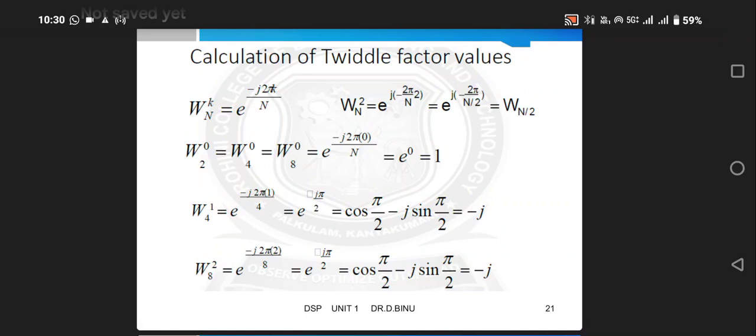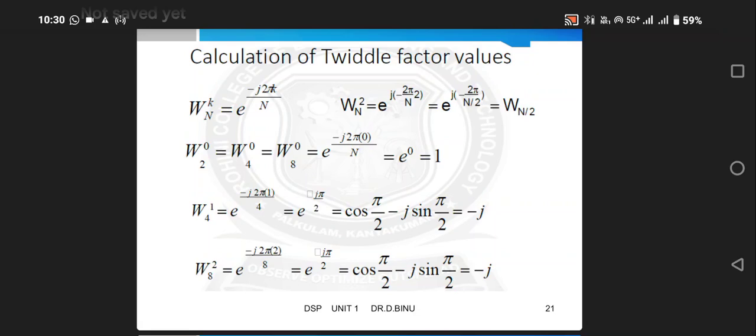The twiddle factors are calculated in such a way that W_N is equal to e to the power of minus j2 pi k by N. Likewise, we can calculate W_2 power 0, W_4 power 1, W_8 power 2. Likewise, we can calculate the values.